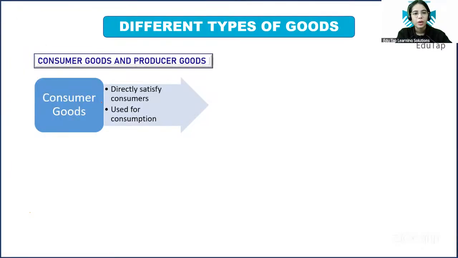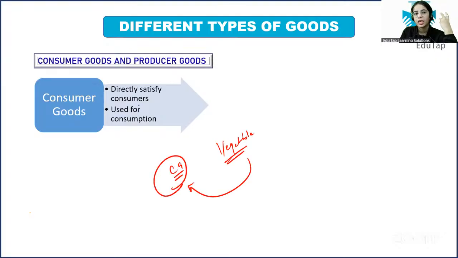Okay. Now consumer goods and producer goods. Let's say that I'm eating a vegetable. So this is a consumer good. Why? Because the consumer is consuming it. Consumer goods directly satisfy the consumers. They are used for consumption. They are used for personal needs, for satisfying the needs.